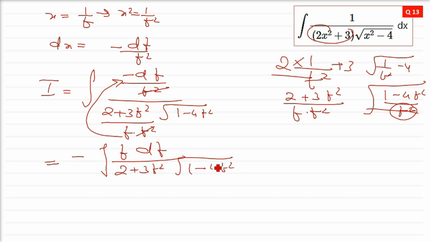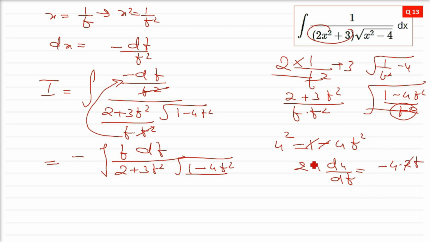Now in the previous question I told you that if you take this t square as say some p or u, then you will get t dt for sure. But we need to get this under root 1 minus 4t square such that the root gets eliminated. So 1 minus 4t square will be taken as u square. 2u du by dt will be equal to negative 4 into 2t. 2 gets cancelled. u du became minus 4t dt, but we need t dt.